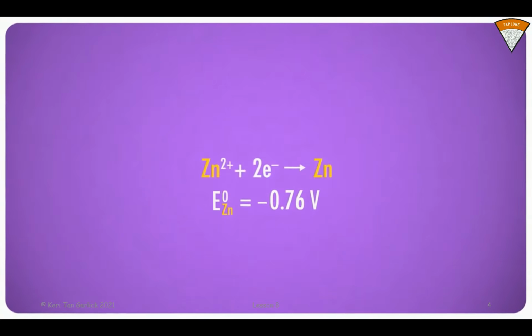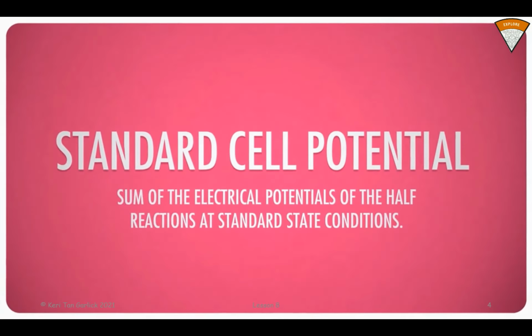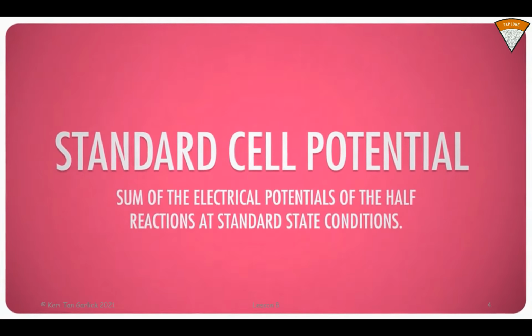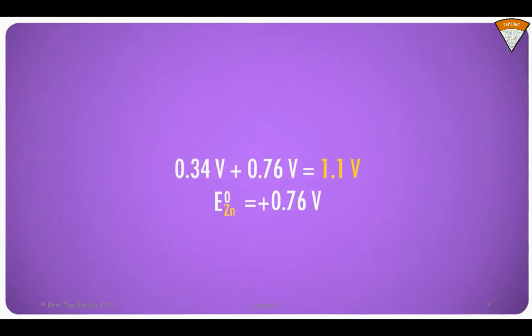Instead, as a general rule, when you convert a reduction half reaction to oxidation, the sign of the voltage is simply reversed. So the negative 0.76 volts for the reduction potential of zinc becomes positive 0.76 volts for the oxidation potential of zinc. And the electrical potential for the whole reaction, called the standard cell potential, is just the sum of the standard potentials of both half reactions. In this case, that would be 1.1 volts.